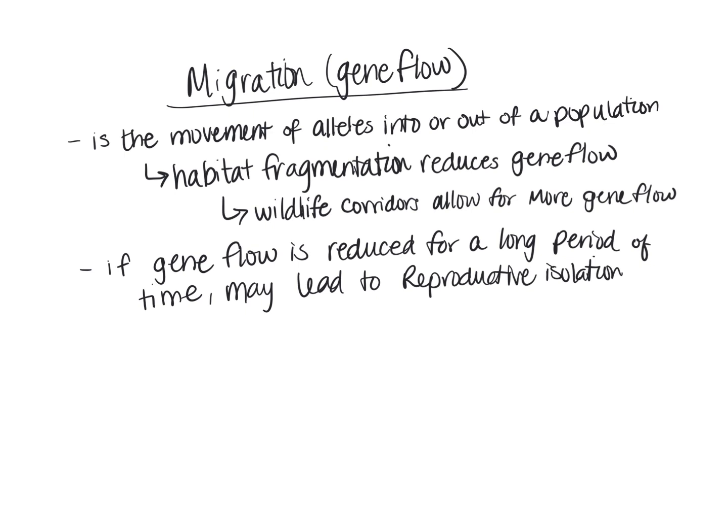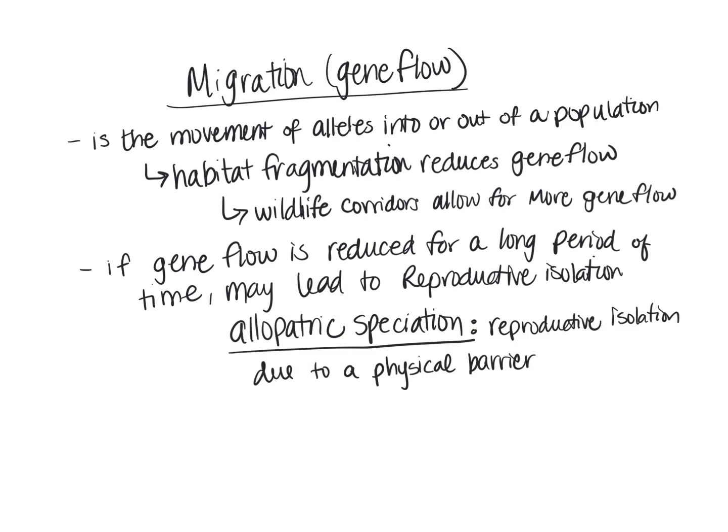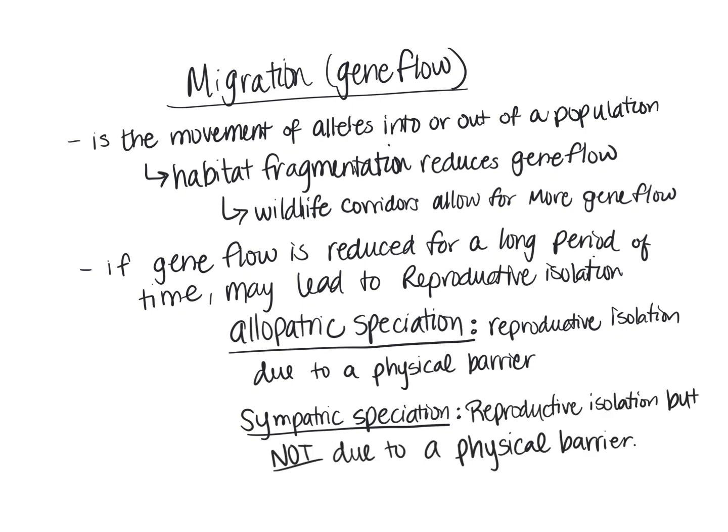Allopatric speciation arises because two populations have become reproductively isolated thanks to a physical barrier. The second type of speciation is called sympatric speciation. In the case of sympatric speciation, it's still reproductive isolation, but it is no longer due to a physical barrier. So let's think of some examples of both of these.